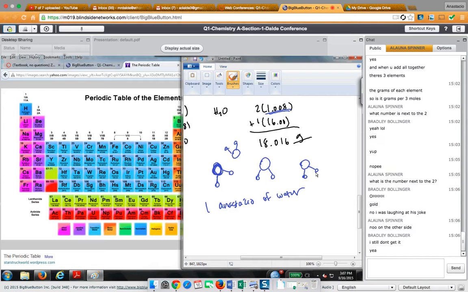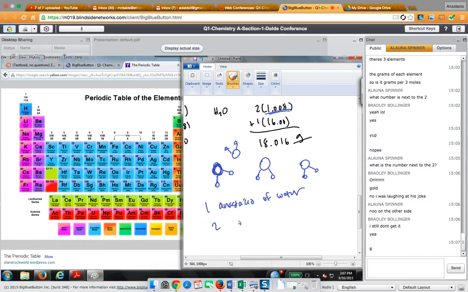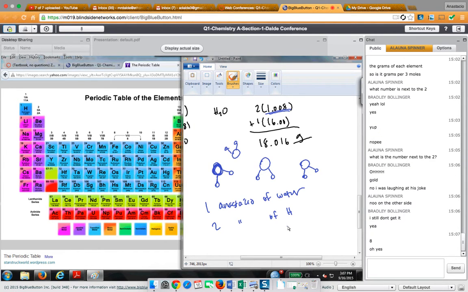One Anastasio of water consists of how many Anastasios of hydrogen? Not 8, 2, because an Anastasio means 4. So 2 groupings of 4 is 8. I'm making the numbers much smaller so that you can wrap your head around this.